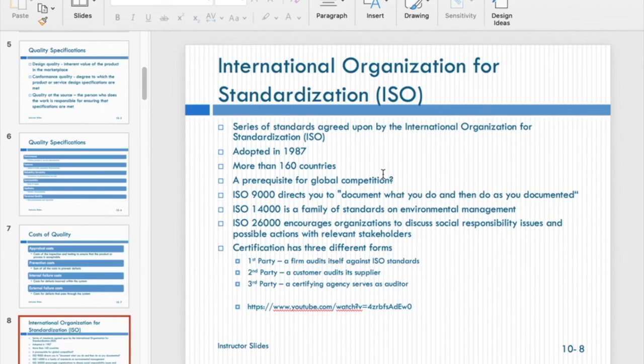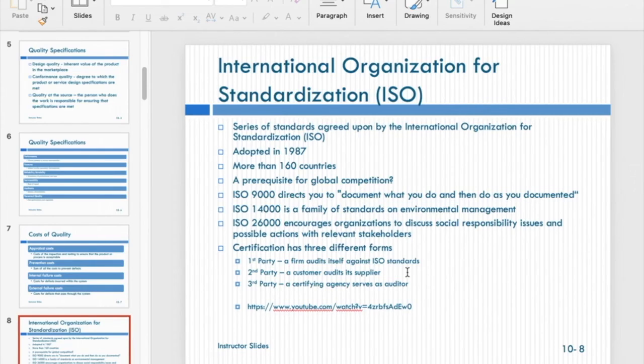Since in this chapter we're mainly talking about quality management, we will still focus on ISO 9000. But I just wanted to give you some sense about ISO 14000 and ISO 26000. They're related to quality management, but they have more specific focus. ISO 14000 is more focused on environmental management. ISO 26000 is more related to social responsibility management. That's it. So actually, let's go back to ISO 9000.